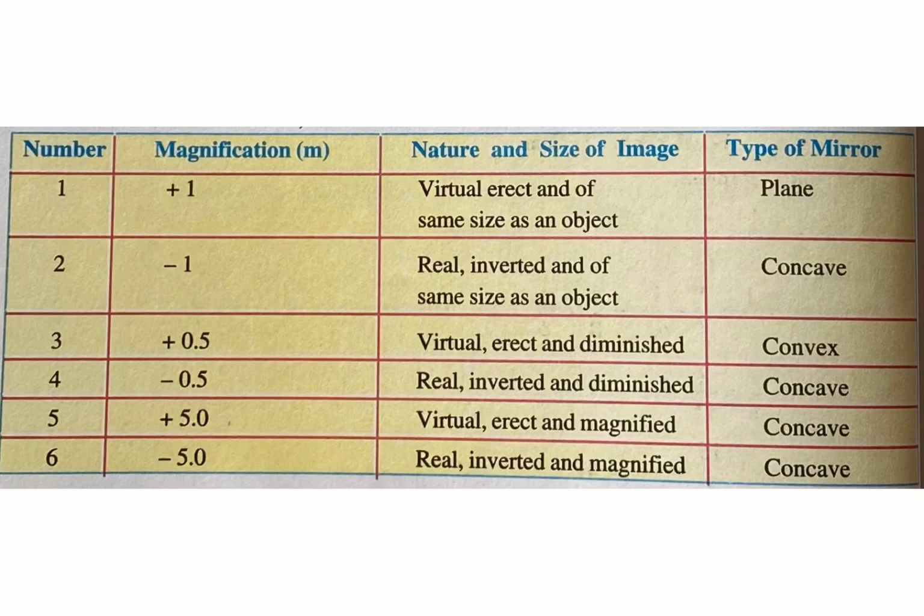Now the last case, if magnification is -5. See students, here you need not consider that -5 means smaller than 1. For nature you have to see the sign, and for size you have to see the number. The minus sign indicates a real and inverted image, and 5, which is greater than 1, indicates a magnified image. So the image is real, inverted and magnified, and the mirror which gives this image is a concave mirror. So this way, if the value of magnification is given to you, you can identify the nature of the image, the size of the image and the type of the mirror also.